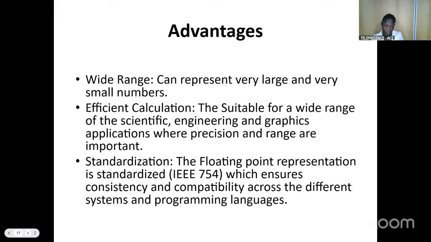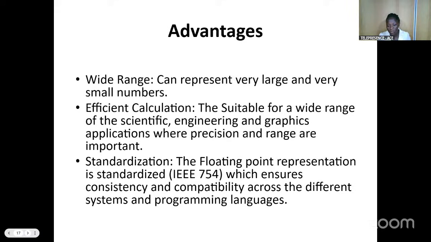Number one is the wide range. That is, when you have a whole lot of numbers or a wide range to cover, floating point can represent very large and very small numbers. Whether the numbers are too large or small, it can handle them, and it is efficient in calculation.